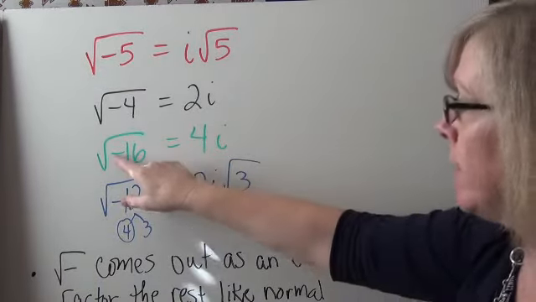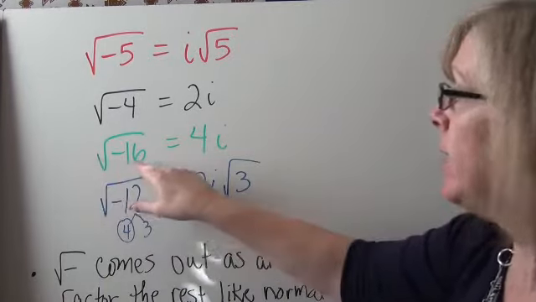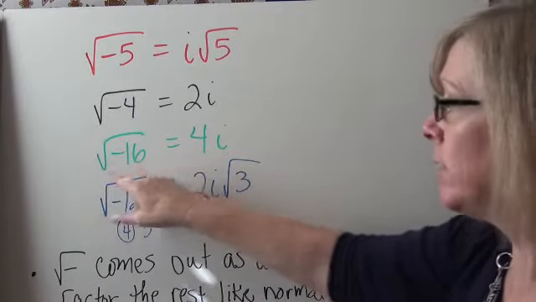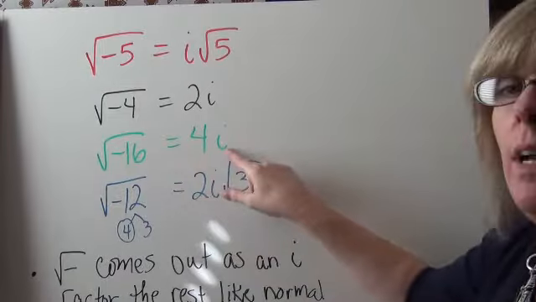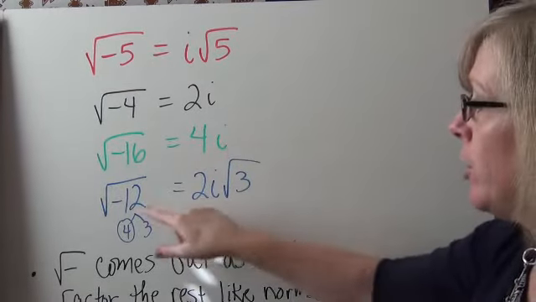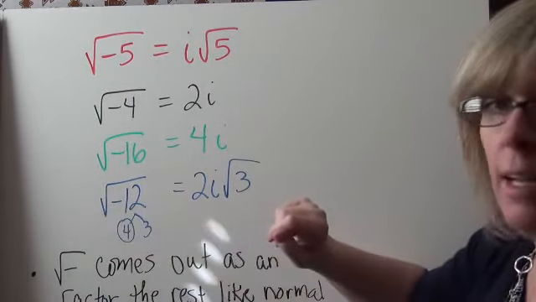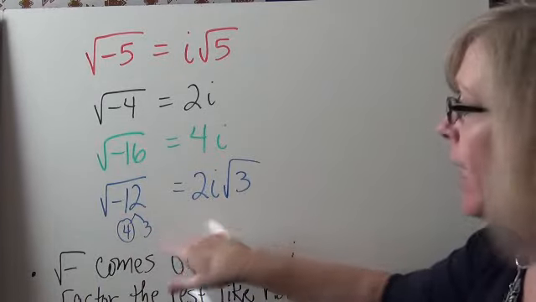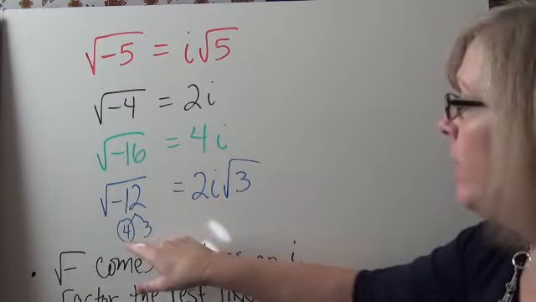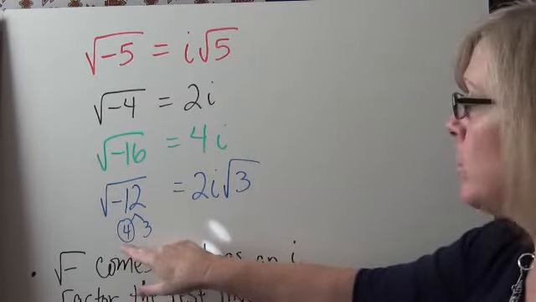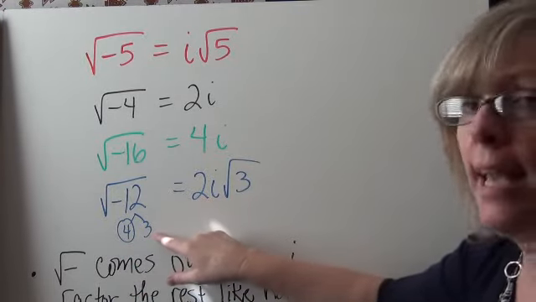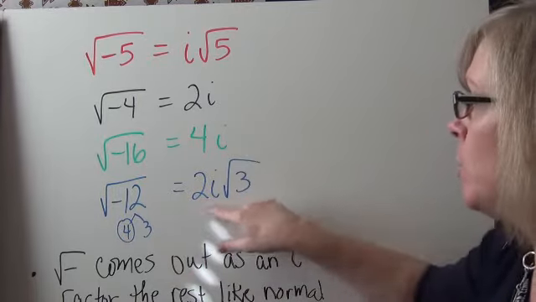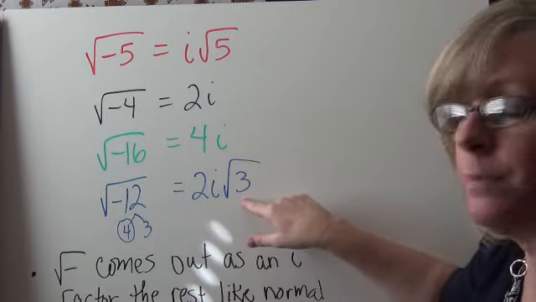In this one, the negative sign can come out as an i, and now I have the square root of 16, which is 4. So the answer is 4i. Here's a situation. The negative sign is going to come out as an i, and then I'm going to factor 12 and see what I have. And I come up with 4 and 3. 4 is going to be 2 times 2, so it comes out as a 2. 3 can't come out, so it stays inside. So this would be 2i square root of 3.